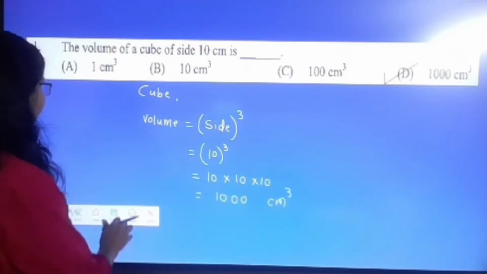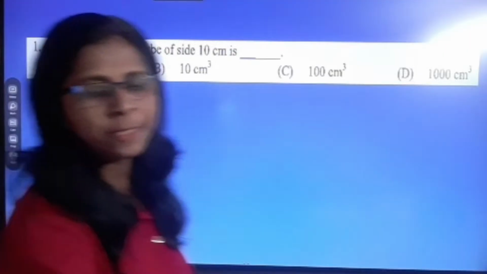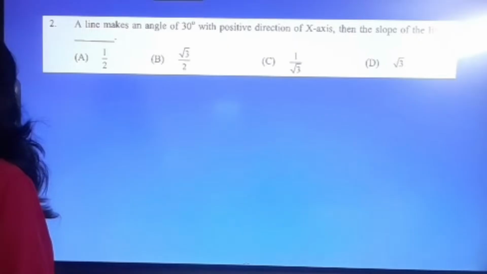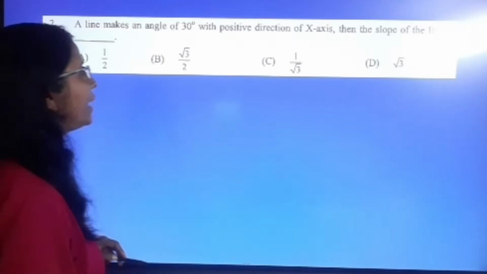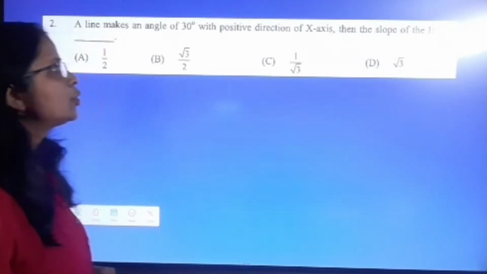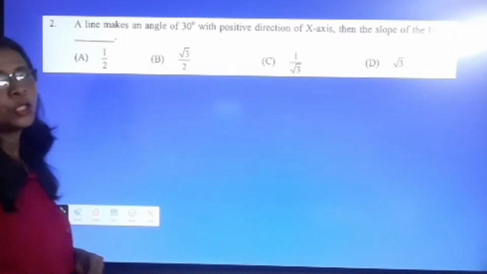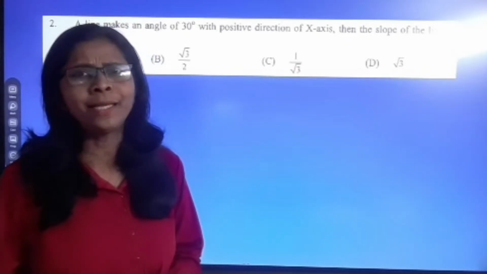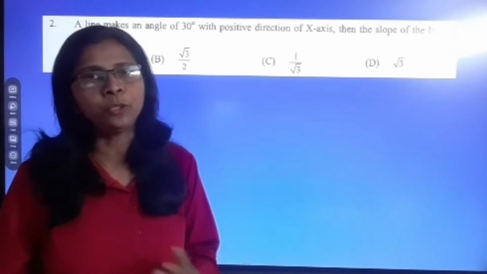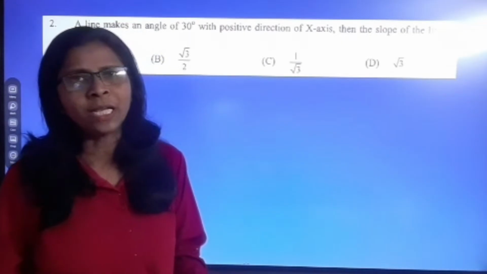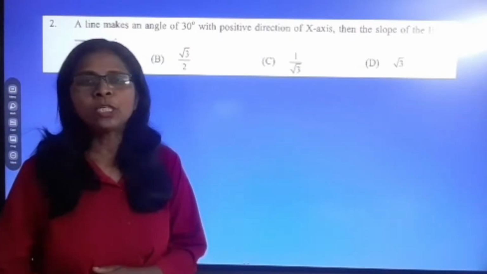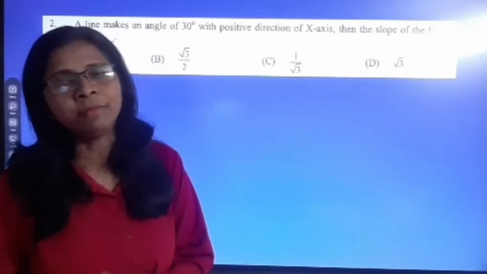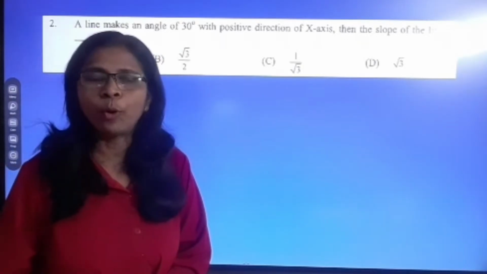Okay students, then see the next example. A line makes an angle of 30 degree with the positive direction of x-axis, then the slope of the line is dash. Now here students, if we have to find the slope of the line, then there are two formulas. If 2 points are given, then we can find the slope, and if an angle is given, then as well we can find the slope of the line.